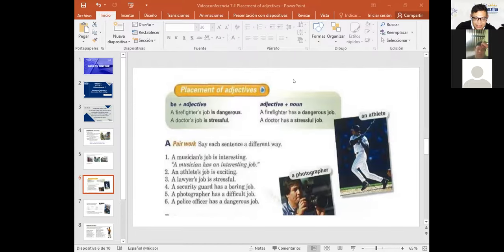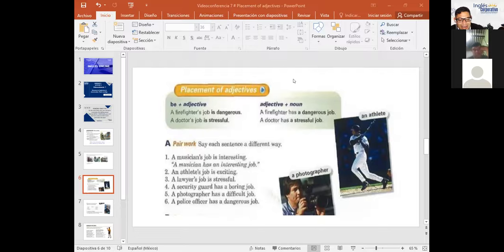Let's see here. A lawyer's job is stressful. A security guard has a boring job. Is lawyers. A lawyer is abogado. Lawyer. Abogado. Gracias. Okay. A lawyer's job is stressful.